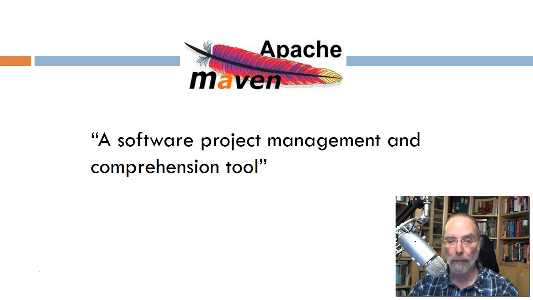So Maven is an Apache project. This means it's an open source tool. You can access the source code. You can even become a contributor to it. And to sum it up, it likes to describe itself as a software project management and comprehension tool, a way to manage all the different pieces and to understand what goes into a particular project.